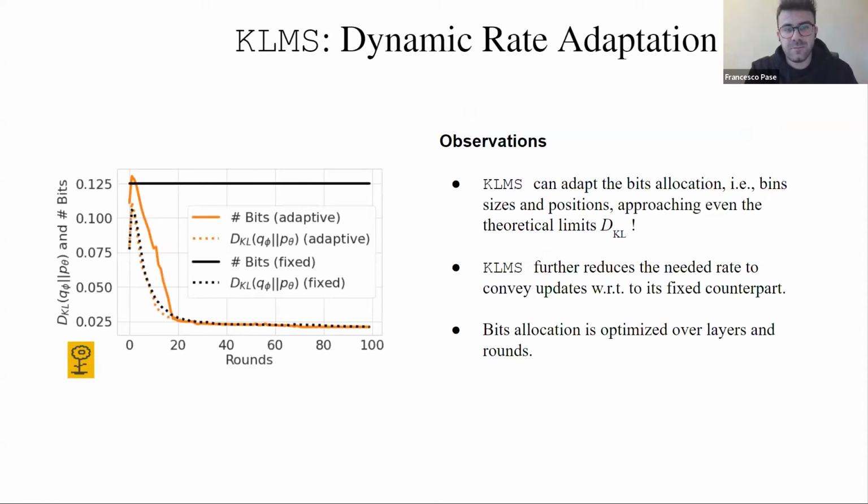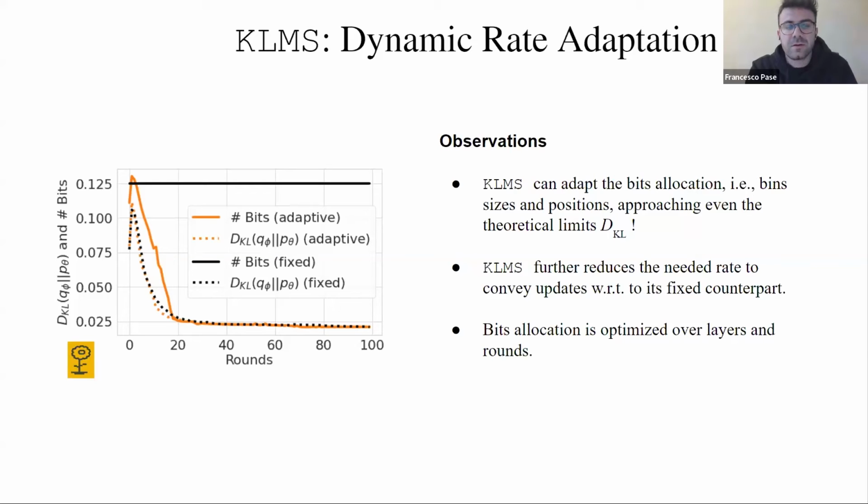And with KLMS, as I said before, we have dynamic rate adaptation. What I showed you before in that 3D plot, we also see here. If we use uniform binning, you can see we have a uniform rate, meaning the number of bits per coefficient is fixed at 0.125. But the KL divergence, the dotted line, is going down as the training rounds go on, because of course we are learning less and less information from the local updates. While applying the adaptive counterpart of KLMS, we are able, not in the beginning, but then, to match the KL divergence.